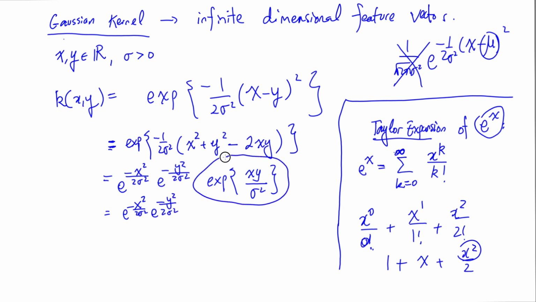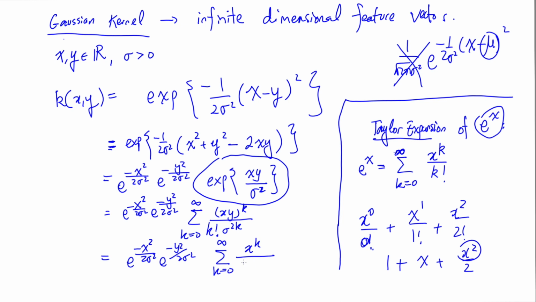Now, what I'm going to do is rewrite this in terms of its Taylor expansion. So then I'm going to get the summation from 0 to infinity of xy to the power of k divided by k factorial. But I'm also going to have this sigma squared term, so this is going to be sigma to the 2k, because the sigma squared gets to the power of k. Rewriting it once more, just to separate the terms, I'll get x to the power of k over root k factorial sigma to the k. Sorry, this should be root k factorial. And then the second term should be y to the k over root k factorial sigma to the k.